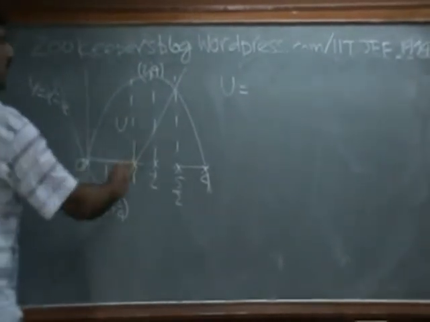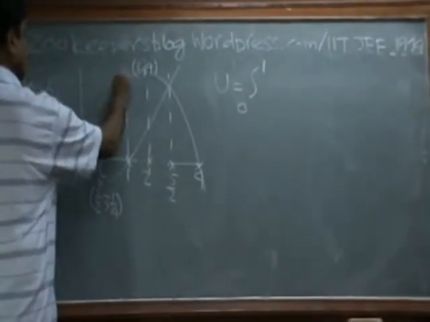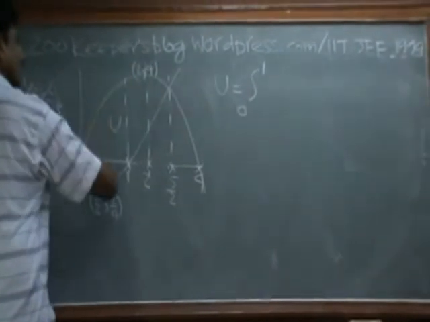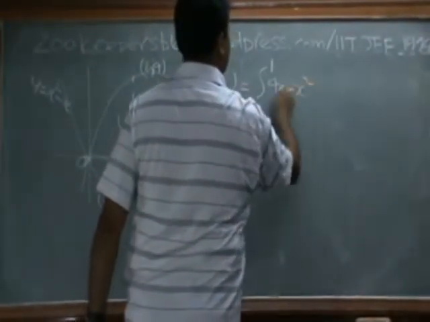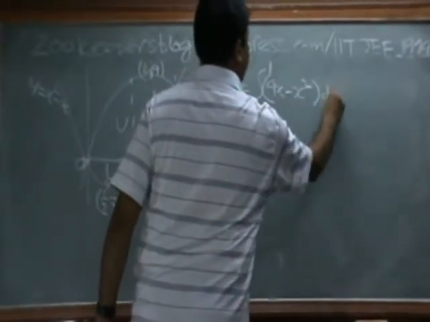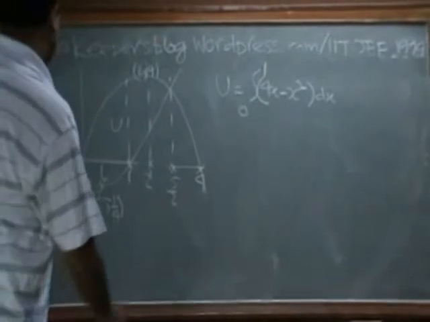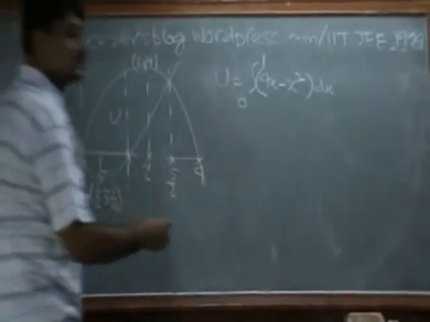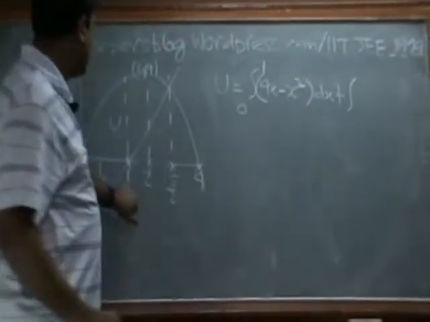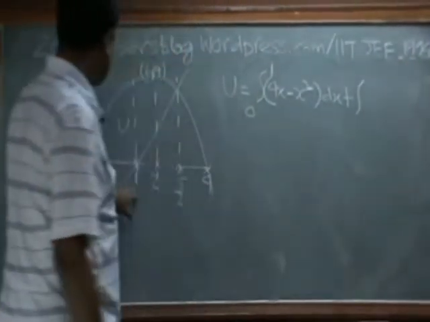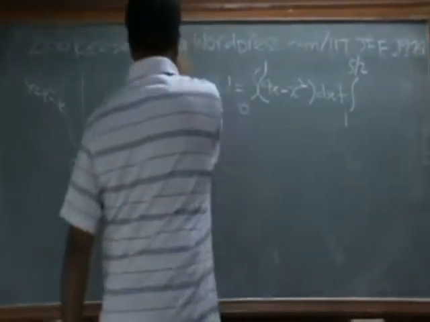So 0 to 1, only this equation. What was this equation, please? Can someone tell me? 4x minus x square minus (x square minus x) dx. 4x minus x square dx is the upper one, from 0 to 1, plus 1 to 5 by 2. The upper one is the same.